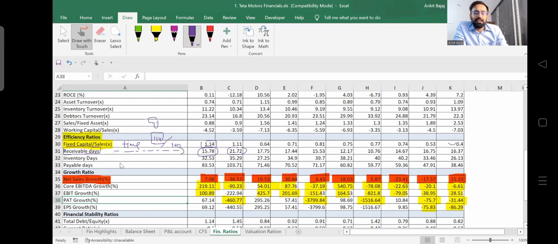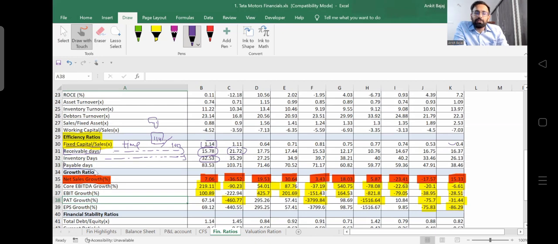Talk about inventory days. Inventory days means how much time it takes to convert your inventory into cash. Tata Motors is manufacturing some products, so how many days do they require to convert this inventory into cash? It is 32. So if they are making a product today, in how many days are they able to sell it and recover the money? It is 32, which is quite okay.